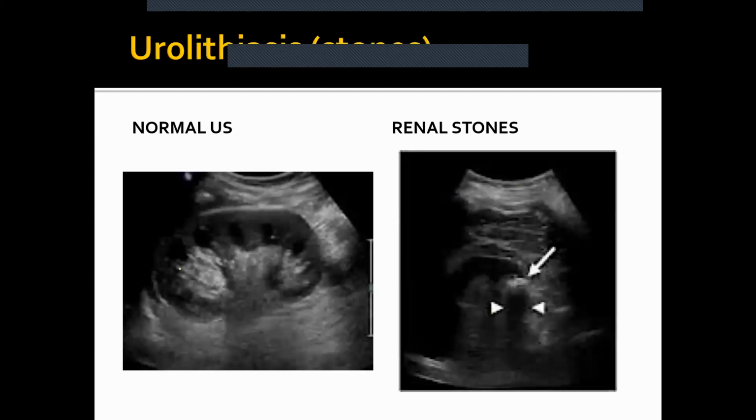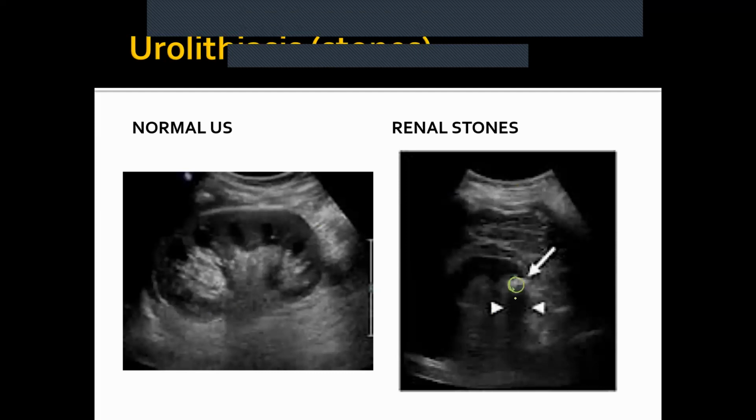Okay, so here's a kidney, right? This is what a kidney looks like. You can tell because you have the cortex here, and then you have the medulla of the kidney. Now this is what it looks like when there's a kidney stone. Again, you'll notice that it's very able to reflect, so you get this dark posterior shadowing.